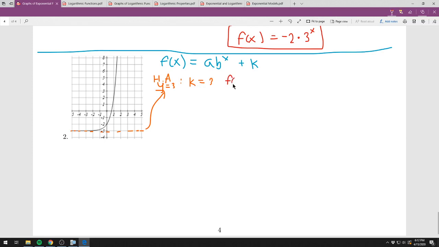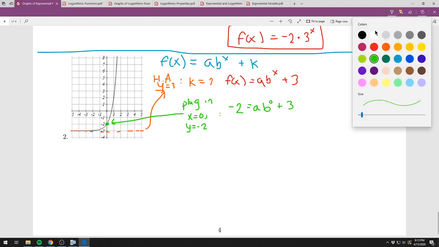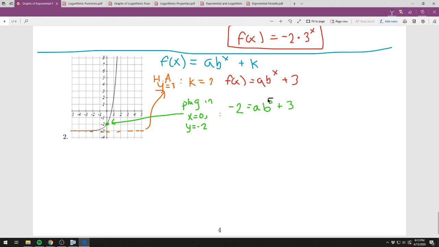And we'll plug that in just like last time. You don't want to disregard it. You plug it in. f of x equals a times b to the x plus 3. Next, we use the y-intercept to figure out a. We plug in x equals 0 and y equals -2, and we plug it into the equation we plugged in for k. Remember, that's the order. We got -2 equals a times b to the 0 plus 3. Now go ahead, b to the 0 is just 1.